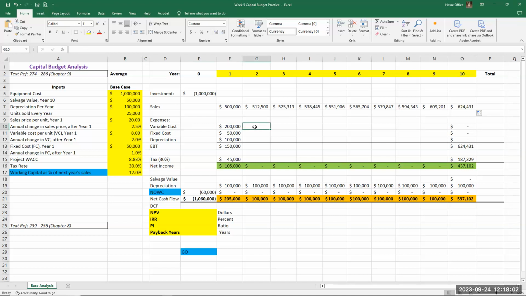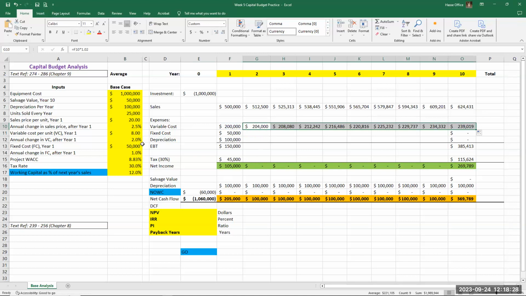Now, just like I did with sales, I'm going to increase this 200,000 by the inflation rate for variable costs, which is given as 2%, 1.02. And there's my new variable cost rate. And now I'm going to slide that all the way to year 10. And there's my total of my variable cost.